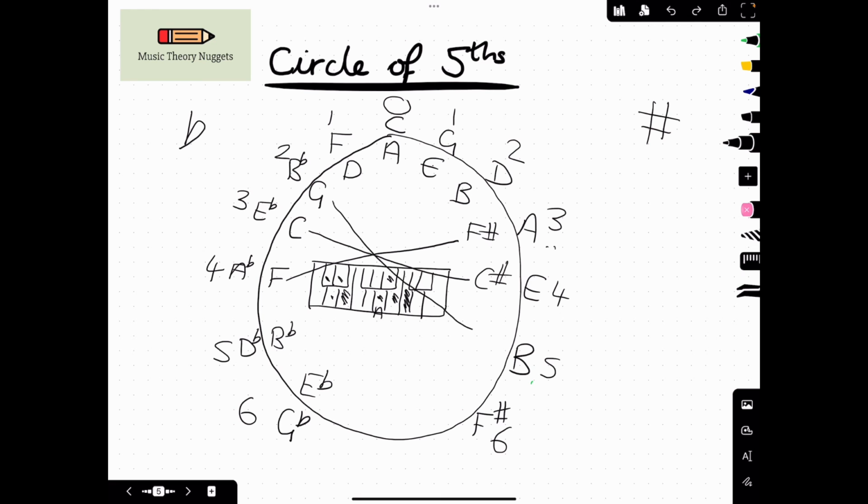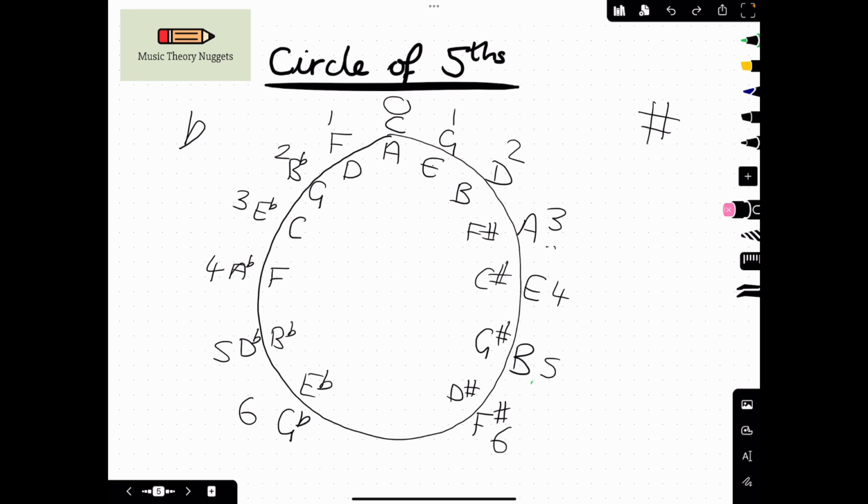So guess what goes here? It's going to be G sharp, and guess what goes here? It goes to D sharp. So lots and lots of patterns. So I would really recommend that you write out your circular fifths following this video, and then challenge yourself to see how much of it you can do.